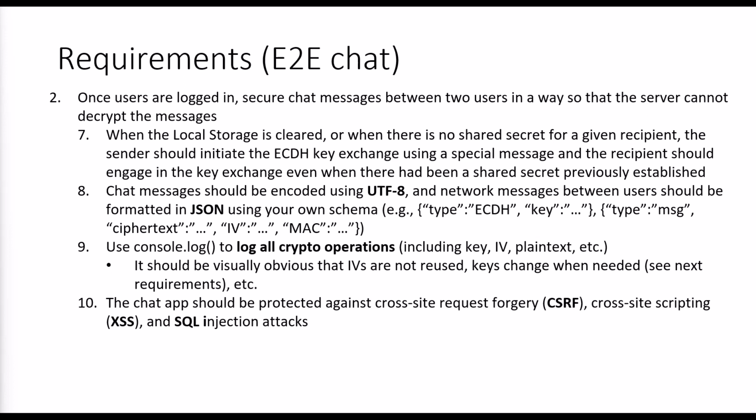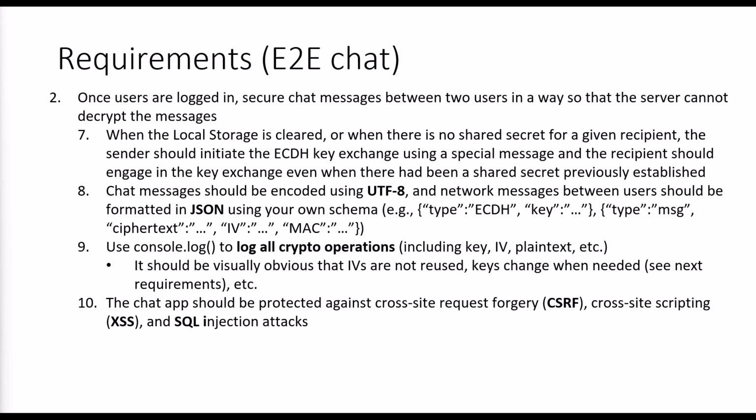Okay, so for example, you could use, this is a JSON object, curly brace, type, colon, ECDH, together with key and a certain value. That could be one format of a message to give a public key to the other recipient. Another type of message would be type MSG, ciphertext some value, IV some value, and MAC some value. All right, so that would represent an encrypted message given the ciphertext, the corresponding IV, and the tag. It depends whether you want to separate the tag or whether that will be part of the ciphertext. You need to verify the details of the implementation.